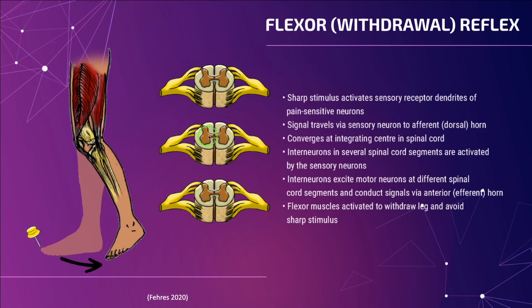The interneurons in several spinal cord segments are activated by the sensory neurons. So essentially the signal is going up and it's going down, or it can all be going up or all be going down. The interneurons then excite motor neurons at different spinal cord segments and conduct signals via the anterior efferent horn. So we've got the one sensory signal coming in and then multiple motor signals going out to all different levels, all different muscles. The flexor muscles activate to withdraw the leg and avoid the sharp stimulus.